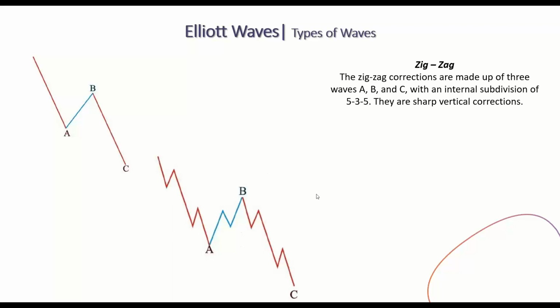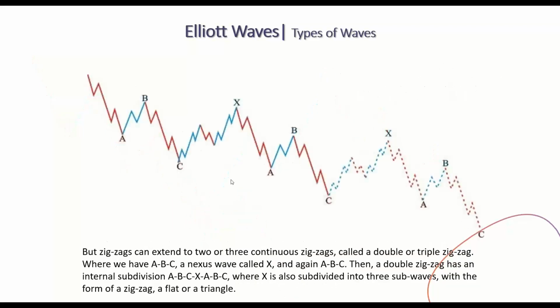The zigzag we saw before is a 3-wave structure, A, B, C, internally 5, 3, 5. And these zigzags can repeat. We can have one zigzag and then another zigzag after that one, but we need something to connect those zigzags. Here we talk about double or triple zigzags. This structure is the one that you will see the most in the financial markets. You can even use this 90% or 99% of the time, let's say.